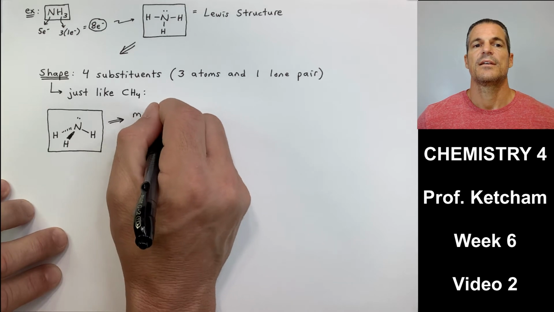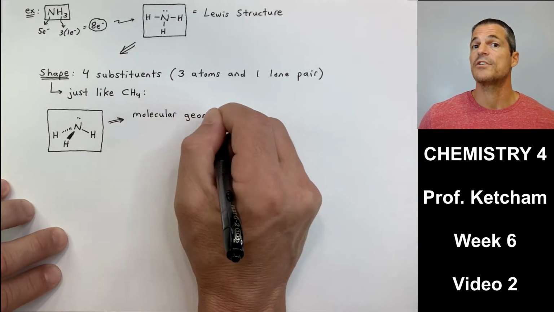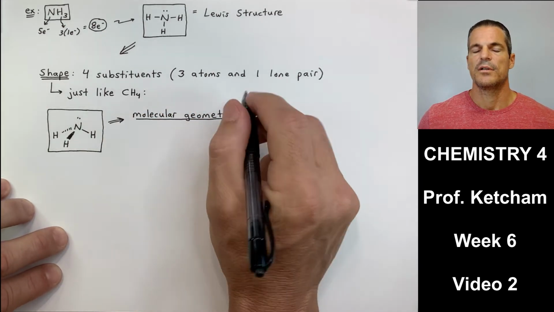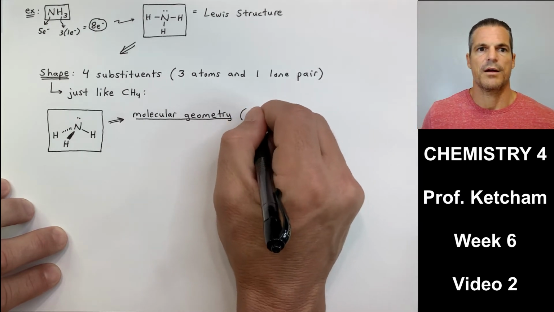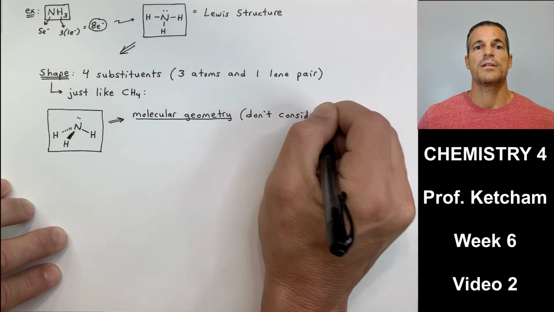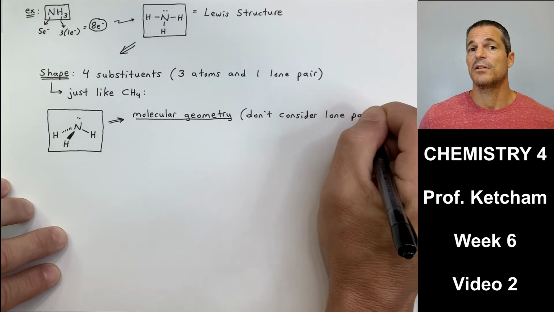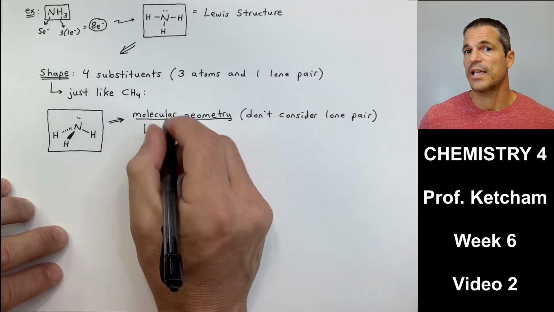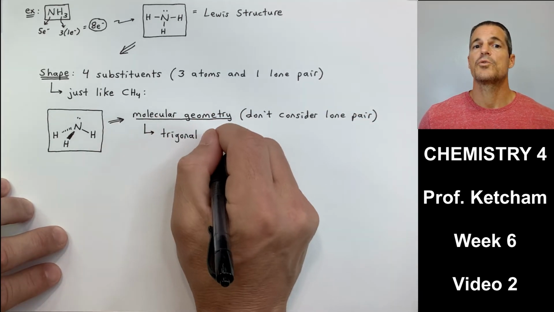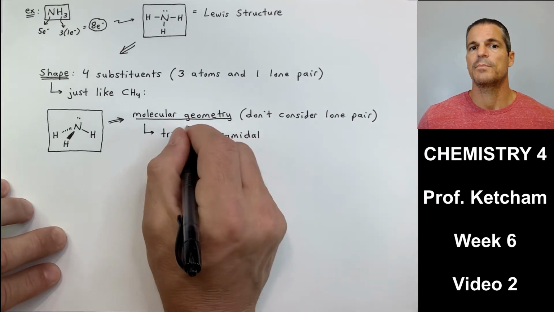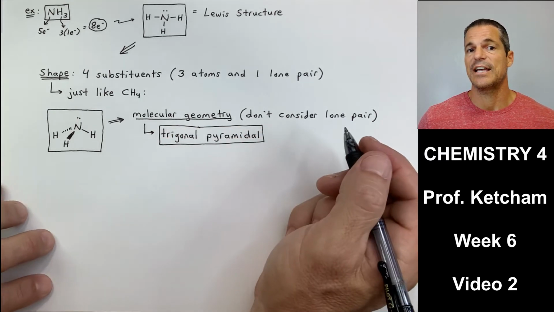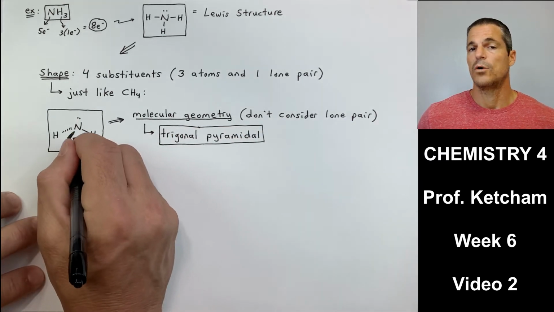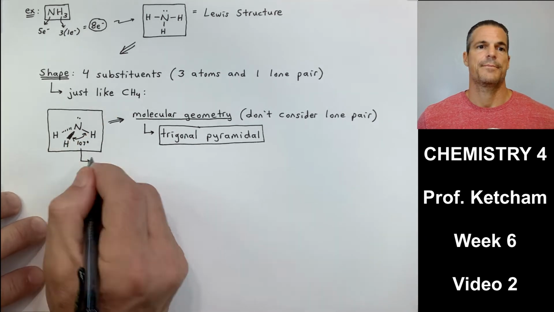So this has a tetrahedral arrangement, but we don't call it tetrahedral. Imagine putting your thumb over the lone pair. The molecular geometry on this one says here, don't consider the lone pair. So I can't call it tetrahedral again. I'd call this one Trigonal Pyramidal. Trigonal Pyramidal is when I got 3 atoms attached and 1 lone pair, an electron pair.